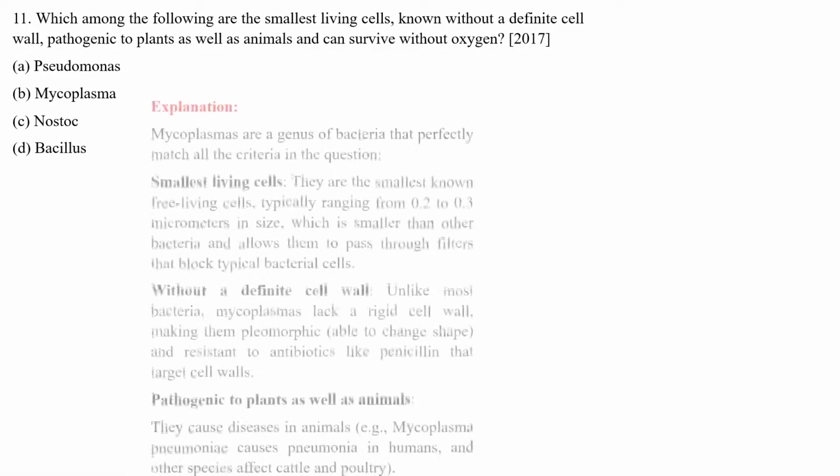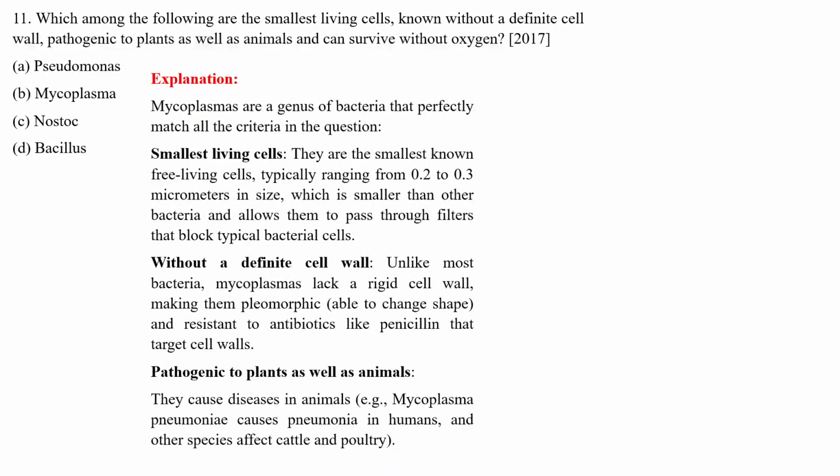The correct answer for this question is Mycoplasma. Mycoplasmas are a genus of bacteria that match all the criteria in the question. They are the smallest known free-living cells, typically 0.2 to 0.3 micrometers in size, which is smaller than other bacteria and allows them to pass through filters that block typical bacterial cells. And they have no definite cell wall.